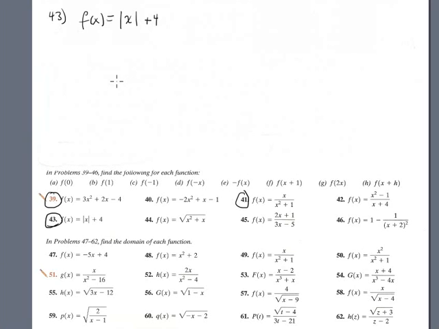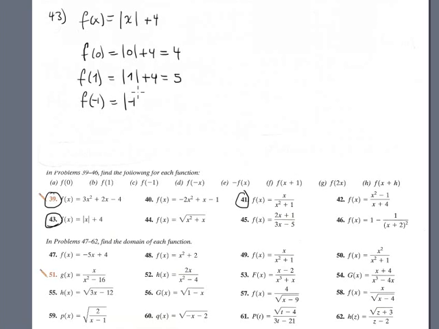Okay, 43. Evaluate at 0. Absolute value of 0 plus 4 is 4, because absolute value of 0 is 0. Evaluate at 1. Absolute value of 1 plus 4 is 1 plus 4 is 5. Absolute value of negative 1 plus 4 again is 5, because absolute value of negative 1 is positive 1. f evaluated at negative x is equal to absolute value of negative x plus 4, which is equal to absolute value of x plus 4. Exactly the same as the original.